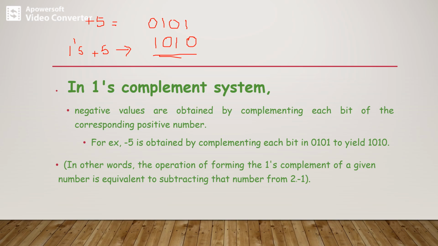In other words, the operation of forming the 1's complement of a given number is equivalent to subtracting that number from 2 to the power n minus 1.